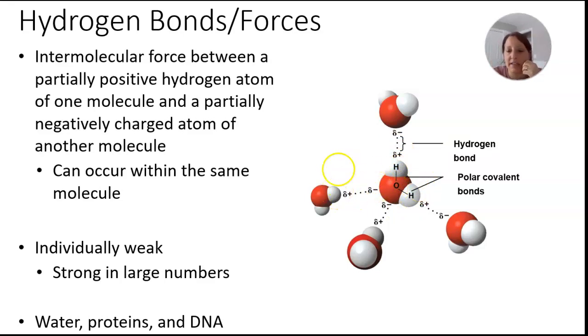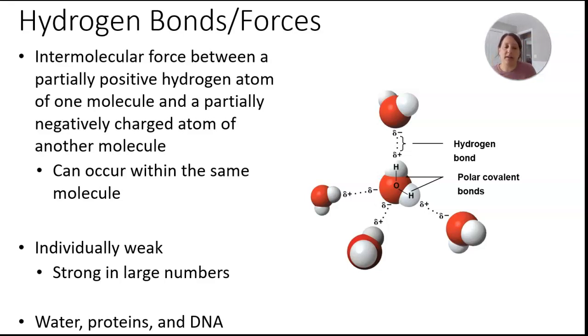And so these dotted lines represent hydrogen bonds or hydrogen forces. It's that interaction, that attraction, between these. So it's an intermolecular force. Now, individually, hydrogen bonds are relatively weak, right? They can form, they can break, they can form, they can break. But when you have a lot of hydrogen bonds, for example, holding the bases of a DNA molecule together, they're pretty strong. So they add up in time and space.